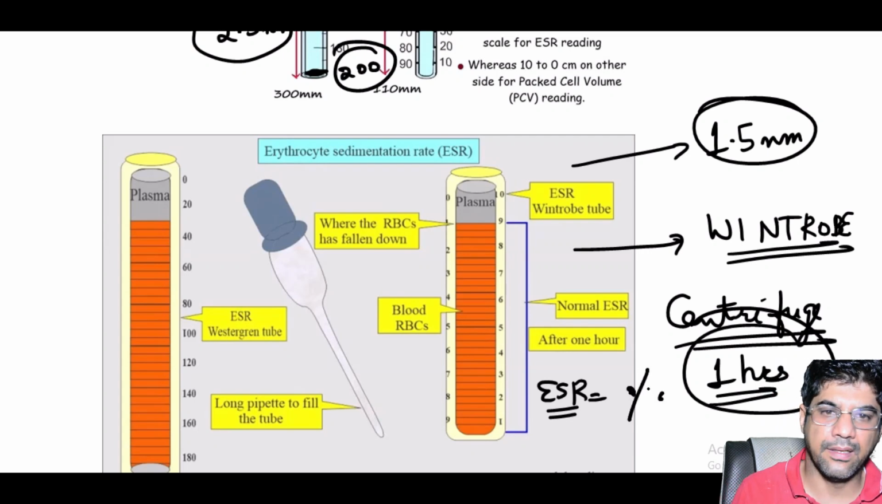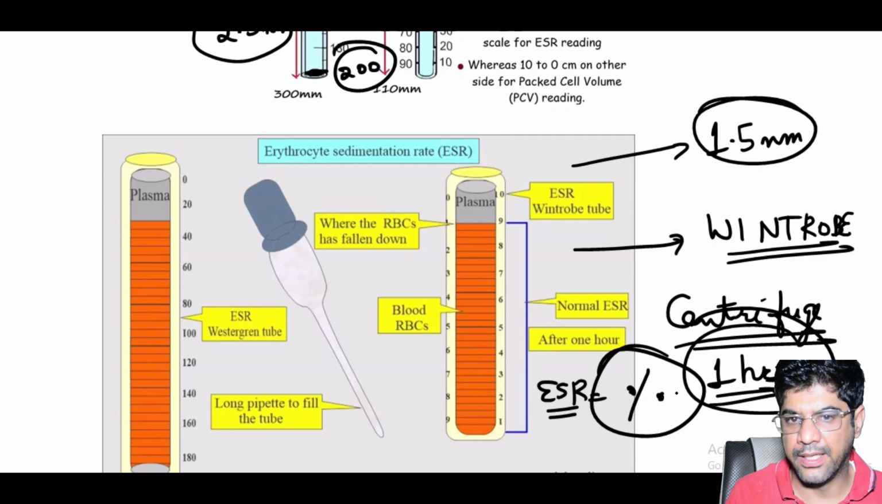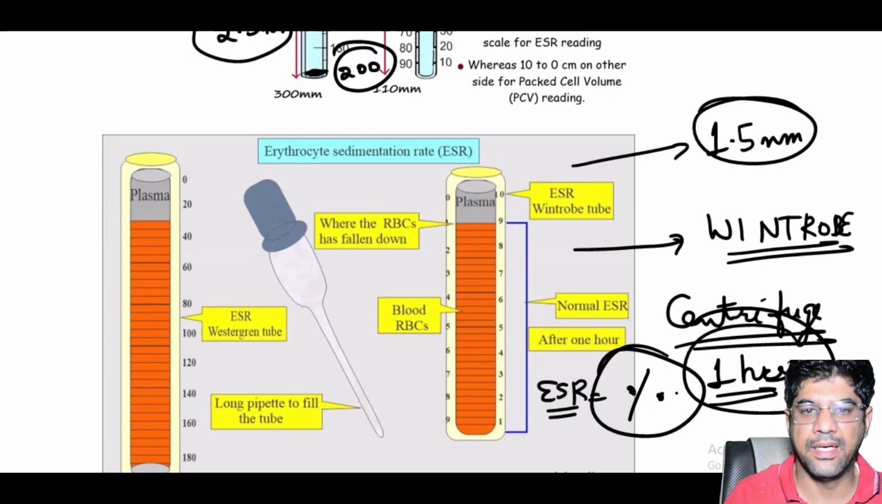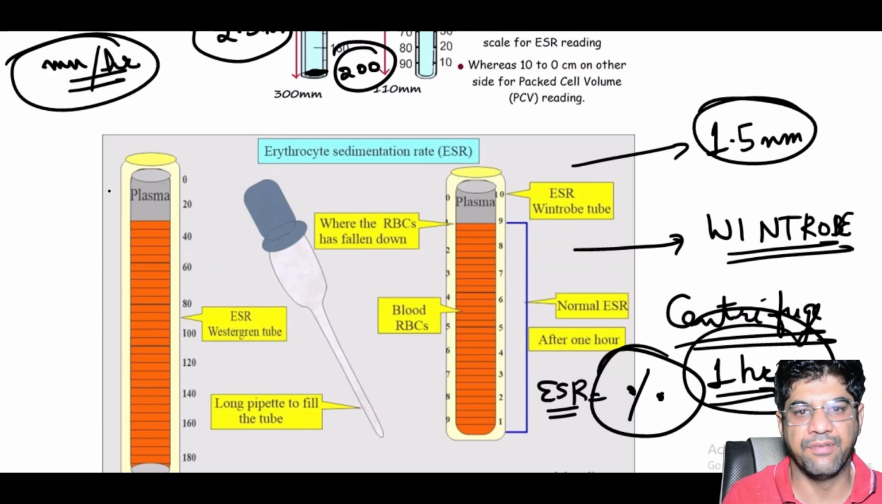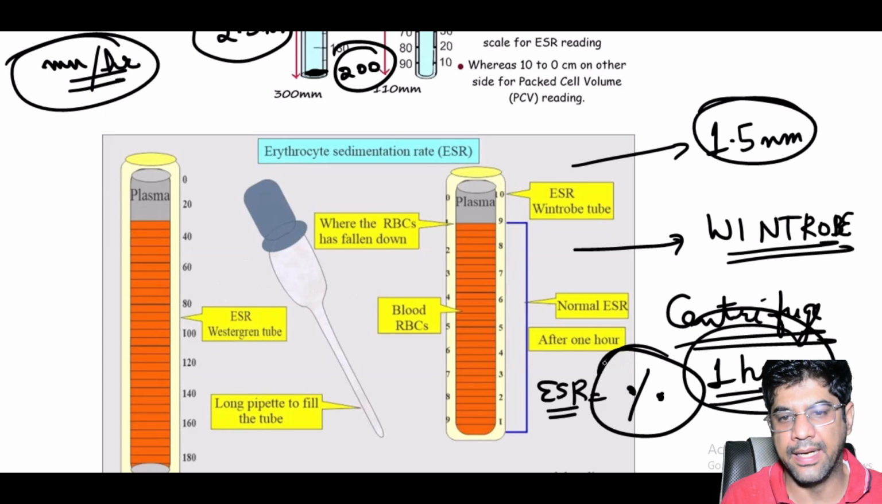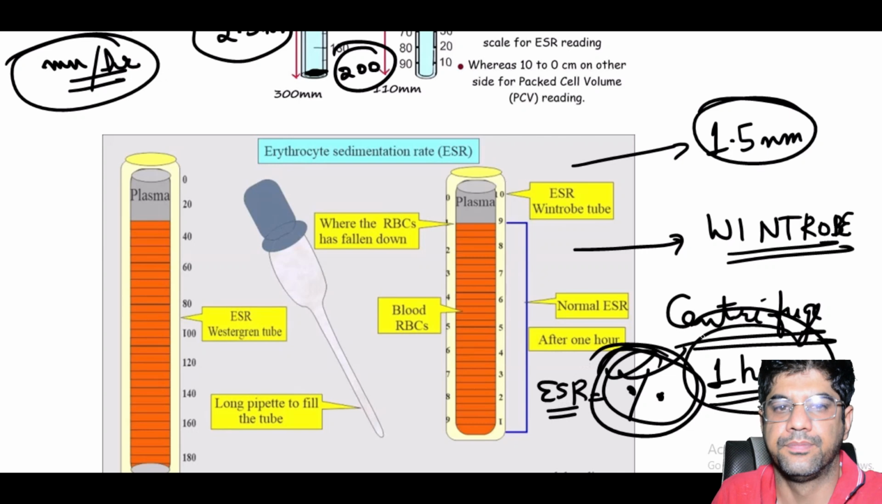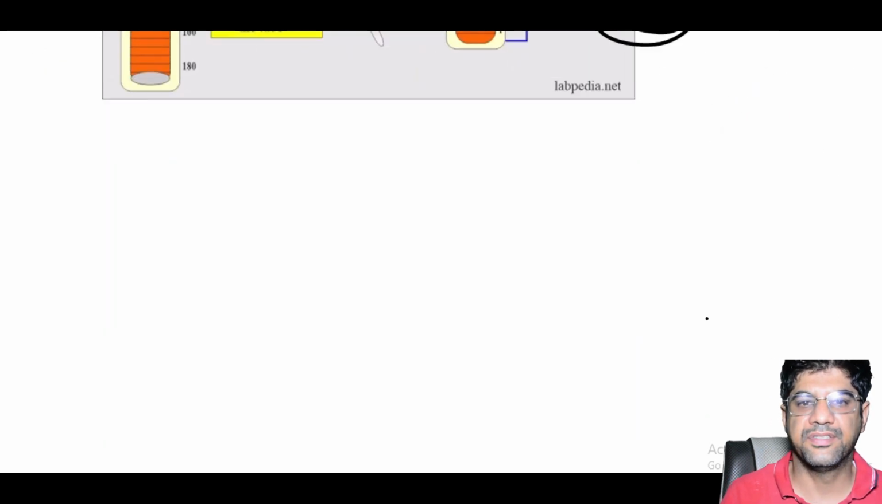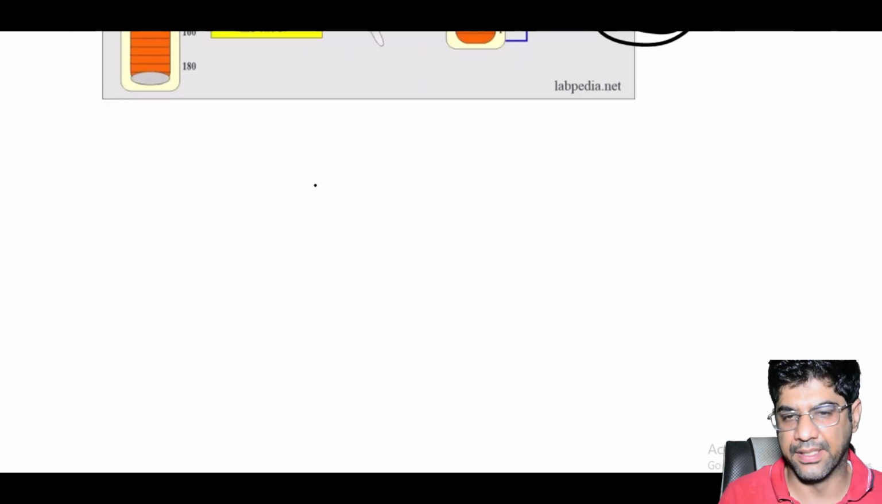So remember, basically the Westergren method measures the distance of sedimentation in mm/hr, whereas the Weintraub method measures the ratio of sedimented red cells to the total column height, and it is measured as a percentage. Now let us discuss the factors that can affect the ESR.